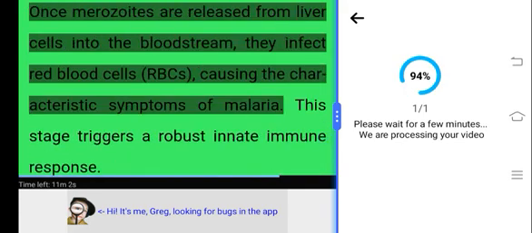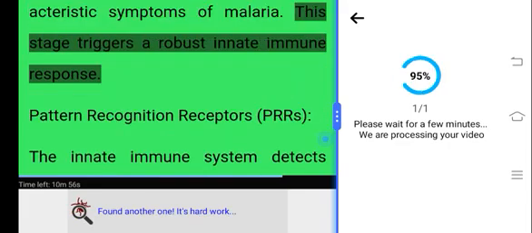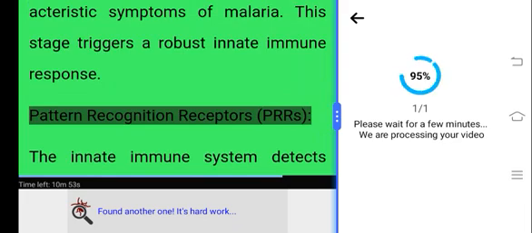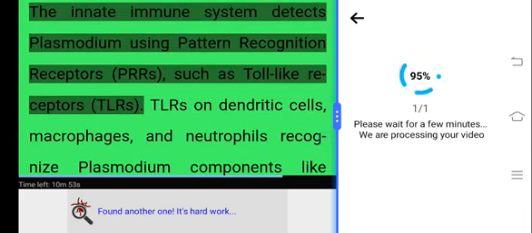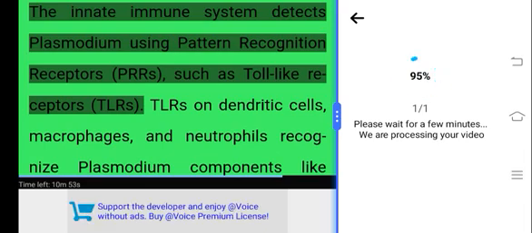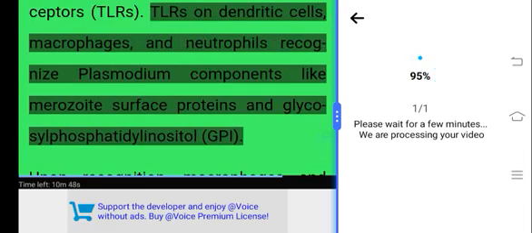Once merozoites are released from liver cells into the bloodstream, they infect red blood cells, RBCs, causing the characteristic symptoms of malaria. This stage triggers a robust innate immune response. Pattern recognition receptors, PRRs. The innate immune system detects Plasmodium using pattern recognition receptors, PRRs, such as toll-like receptors, TLRs. TLRs on dendritic cells, macrophages, and neutrophils recognize Plasmodium components like merozoite surface proteins and glycosylphosphatidylinositol, GPI.